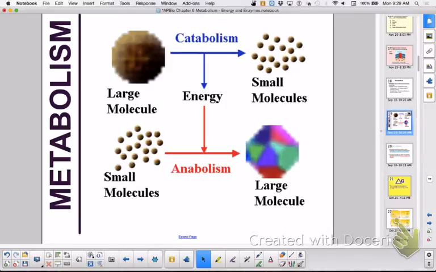Catabolism or catabolic pathways lead to the release of energy by the breakdown of complex molecules to simpler compounds. Leads to the release of energy by the breakdown of complex molecules into simpler compounds.